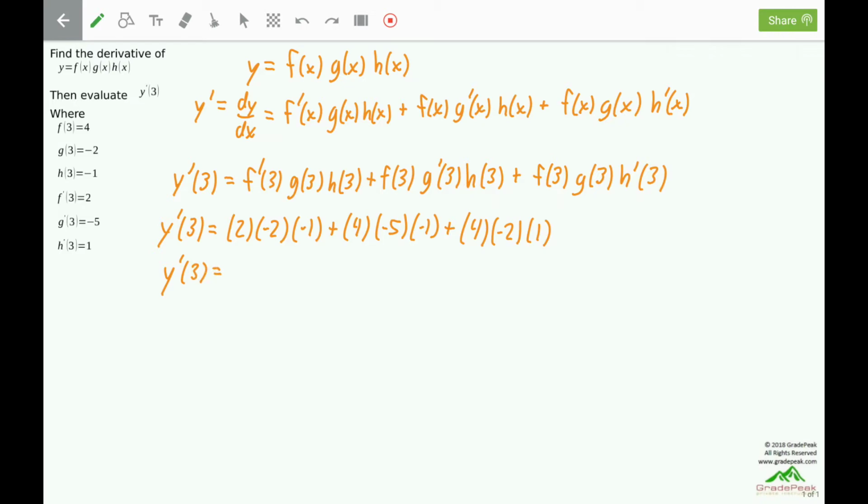So y prime of 3 equals 2 times negative 2 is negative 4 times negative 1 is a positive 4. 4 times a negative 5 is a negative 20 times a negative 1 is a positive 20. So 4 plus 20. And then 4 times a negative 2, negative 8 times a 1 is a negative 8. 4 plus 20 is 24, minus 8 will give us 16.